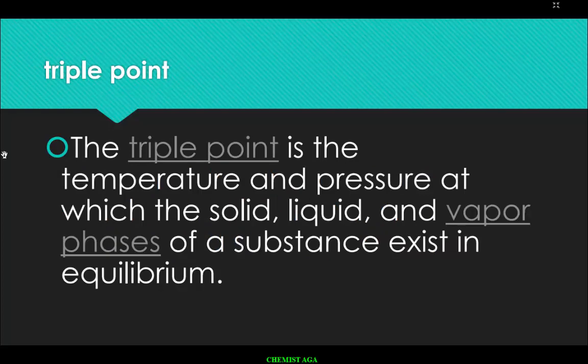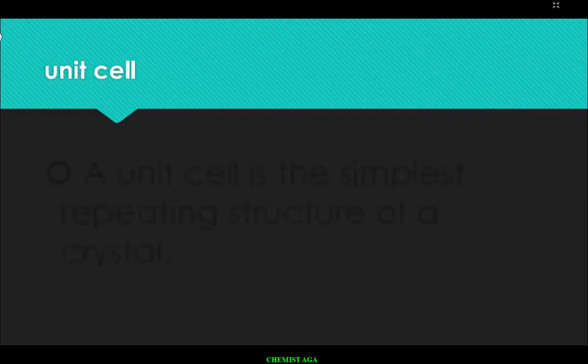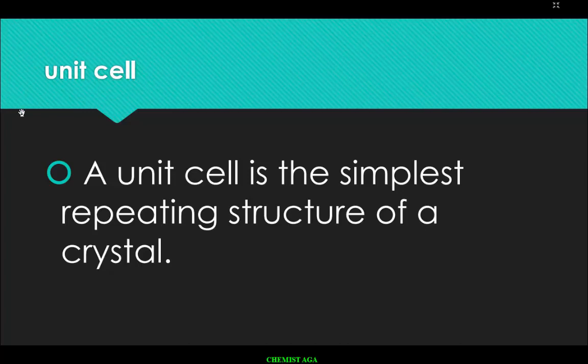Triple point. The triple point is the temperature and pressure at which the solid, liquid, and vapor phases of a substance exist in equilibrium. Unit cell. A unit cell is the simplest repeating structure of a crystal.